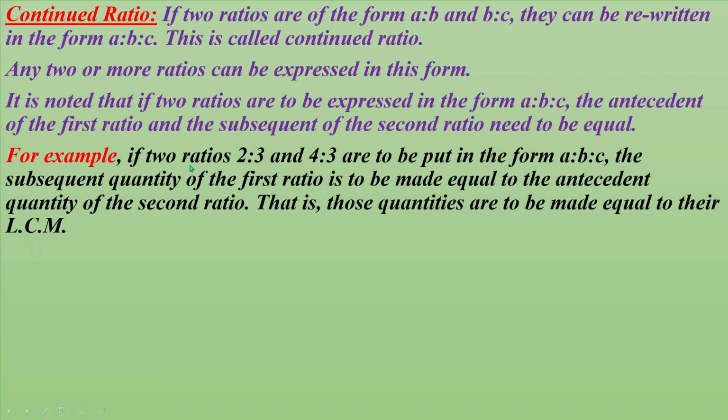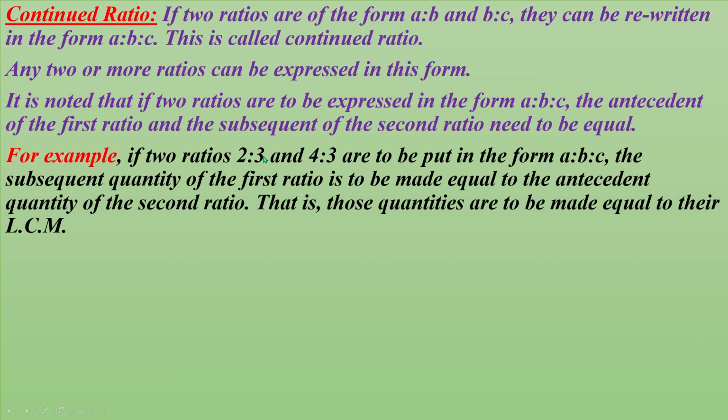For example, if two ratios 2 is to 3 and 4 is to 3 are to be put in the form A is to B is to C, the subsequent quantity of the first ratio is to be made equal to the antecedent quantity of the second ratio. That means we have to equalize this and this. That is the subsequent of the first ratio, and this is the antecedent of the second ratio. These two will be equal.